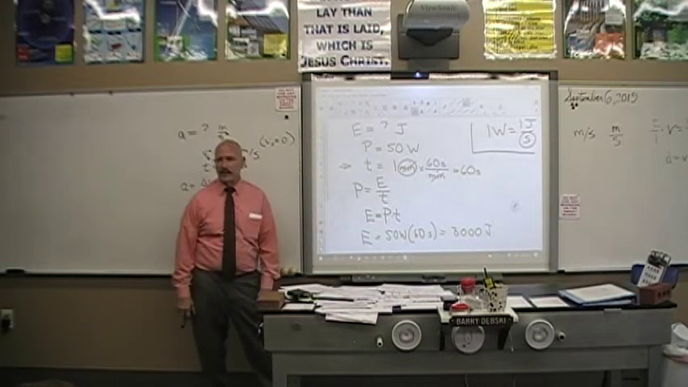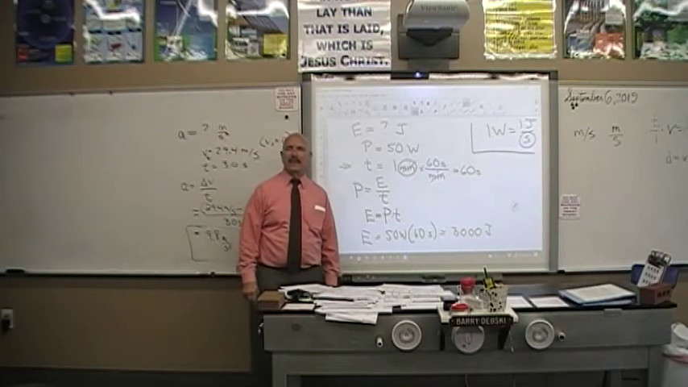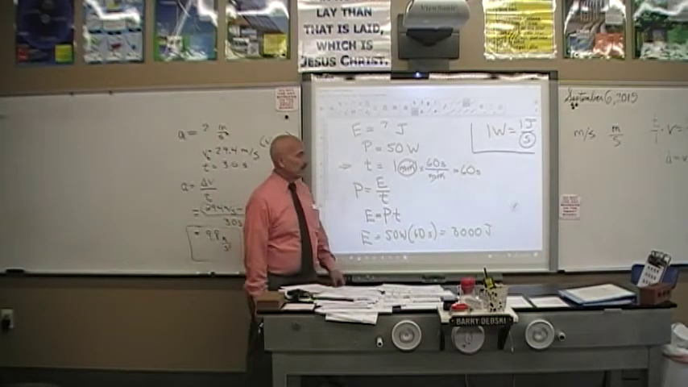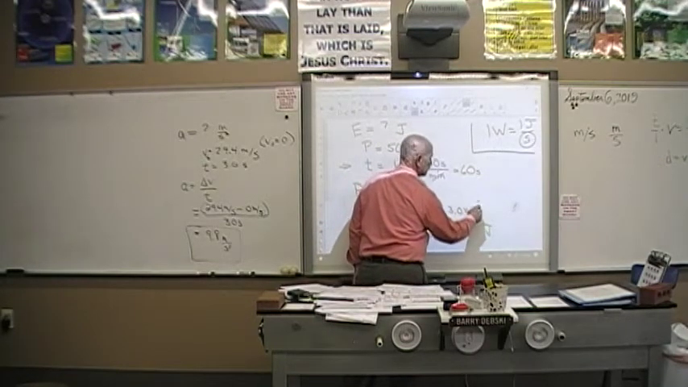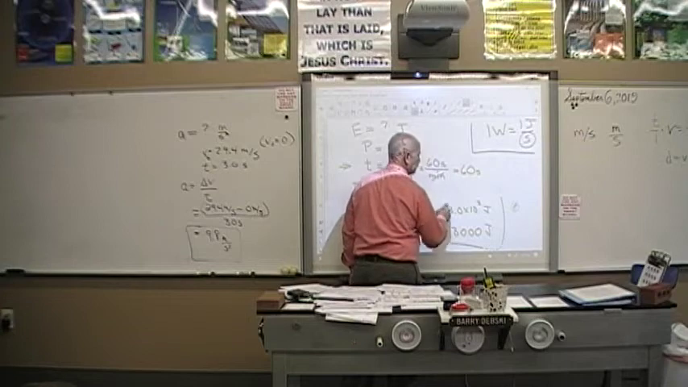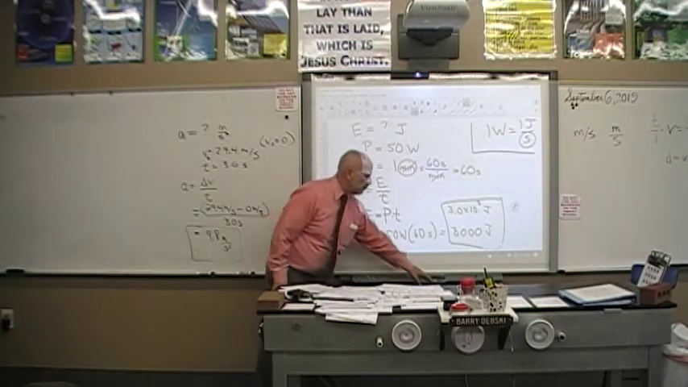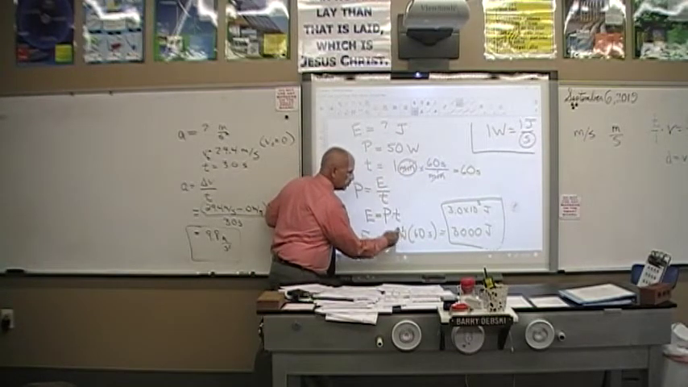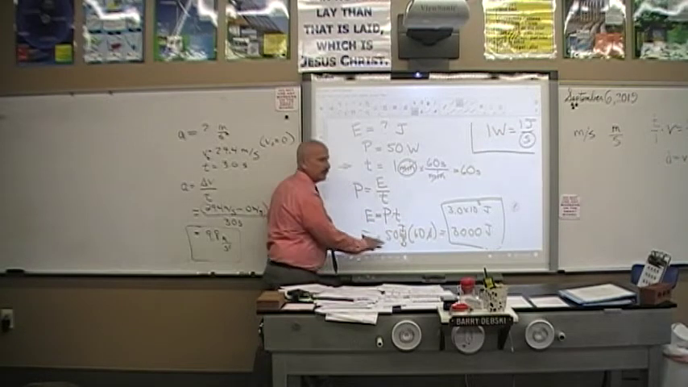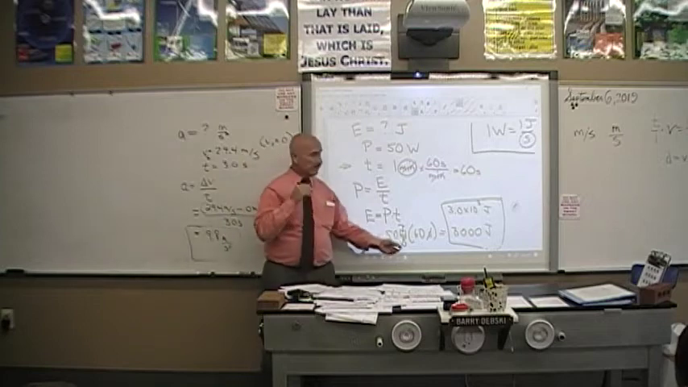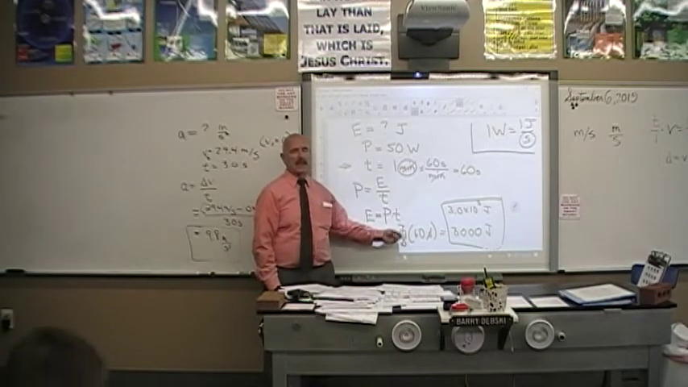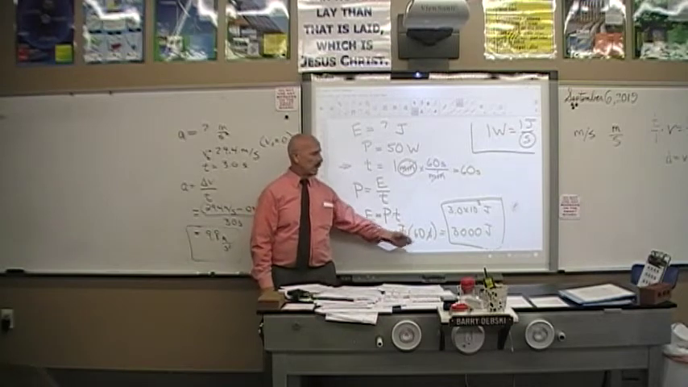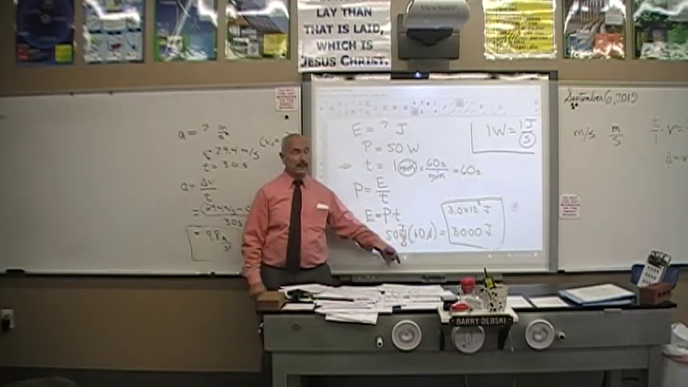So whether you left it as 3,000 joules or 3.0 times 10 to the third, this would be 1 sig fig. This would be 2 sig figs. And in here, by the way, I didn't show this, joules per second. Seconds cancel out, so you don't have to show that as long as we know it. But if you don't know it or you want to show it, that's good too. 50 watts equals 50 joules per second times 60 seconds, and the seconds cancel out, giving us joules.